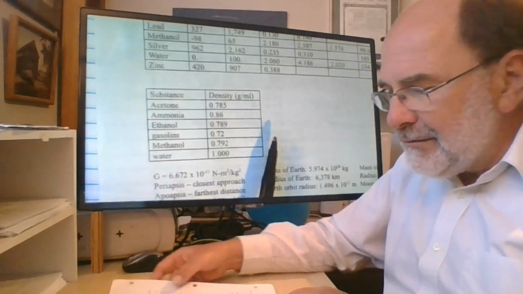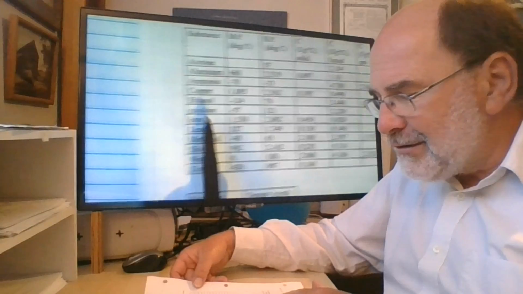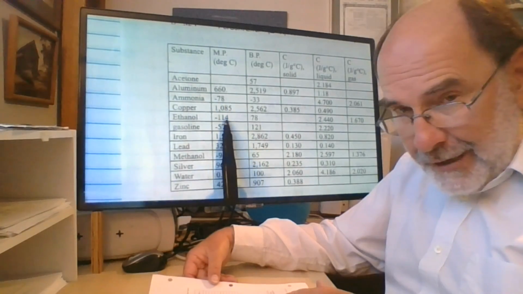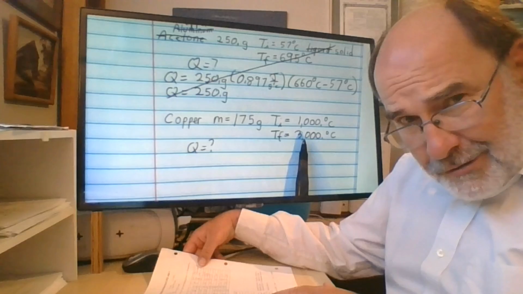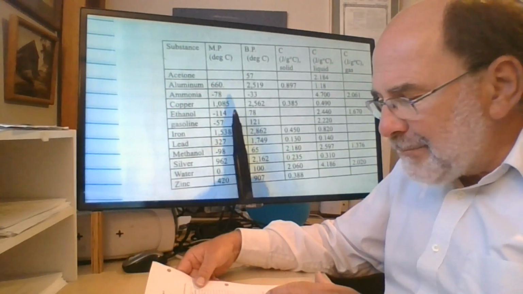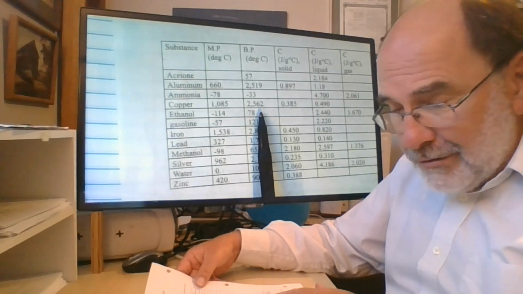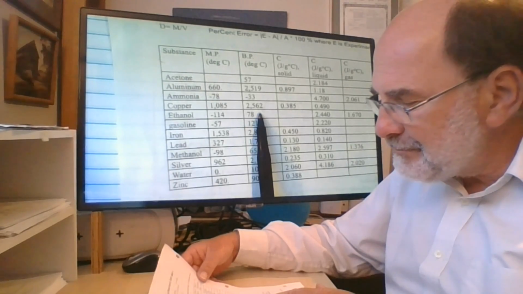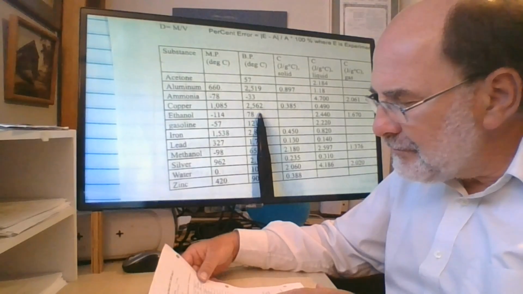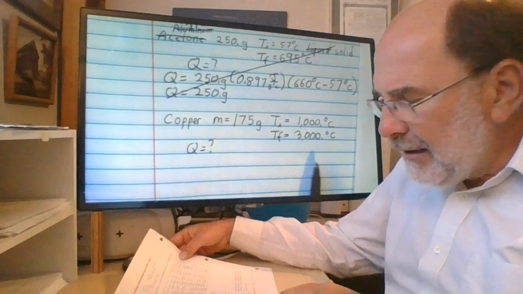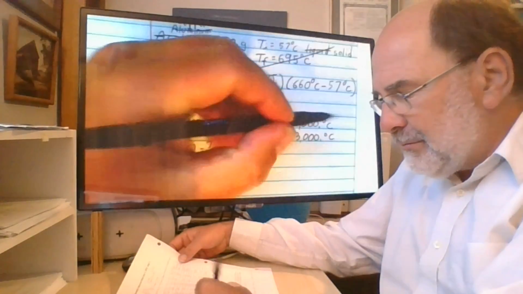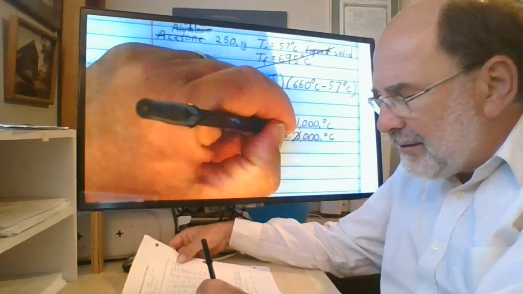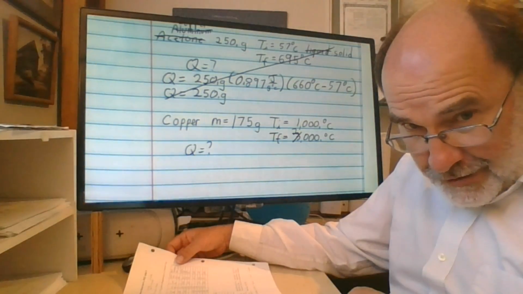And I want to start in one phase. So I see copper has a melting point of 1085 degrees Celsius. So I'm going to go below that and say my initial temperature is 1000 degrees Celsius. Copper's boiling point is at 2567 degrees Celsius. And I don't want to go that high. So looking at what I just put in here, I want to go to, let's make it 2000 degrees Celsius.